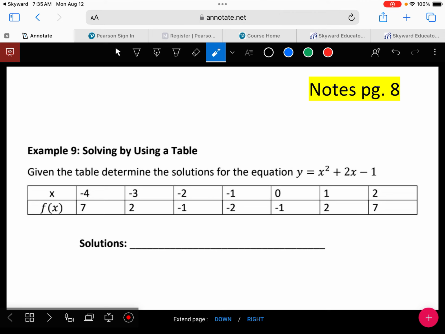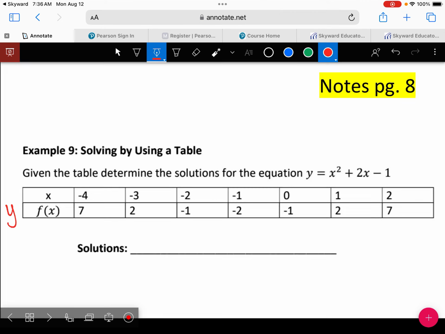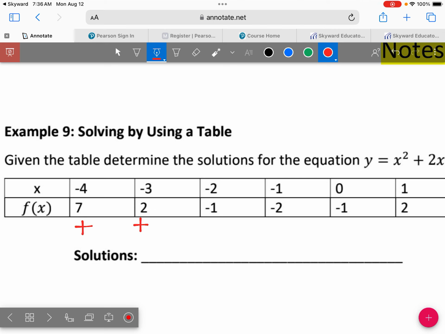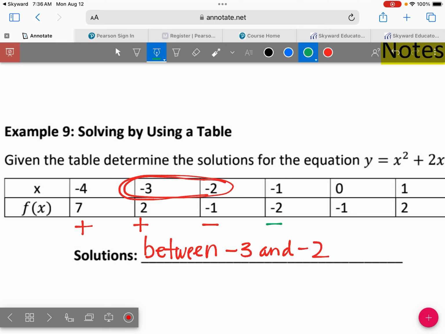All right, good job. All right, let's finish this on out here. So for my y values, I had a positive, then I switched to a negative. So that tells me that my first solution is going to fall between these two numbers. So my first solution is somewhere between -3 and -2. All right, so then I keep going. I stay negative, switch to a positive. So right here, that tells me my second solution is between 0 and 1.